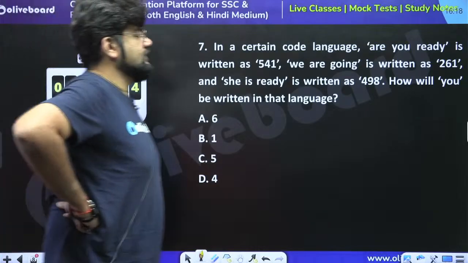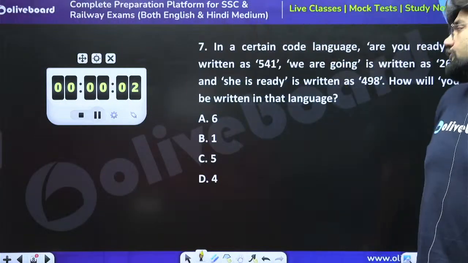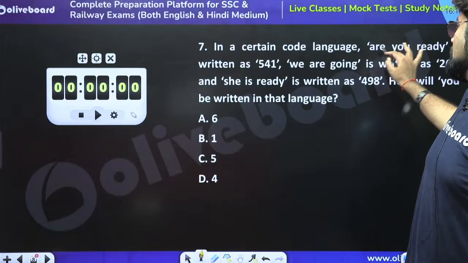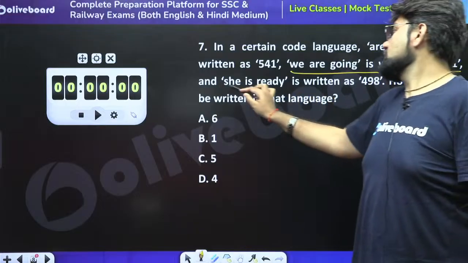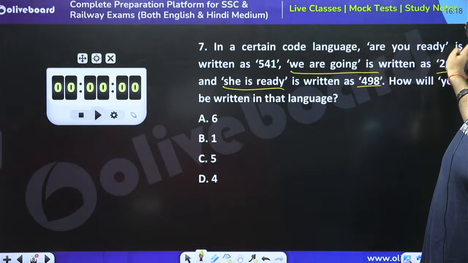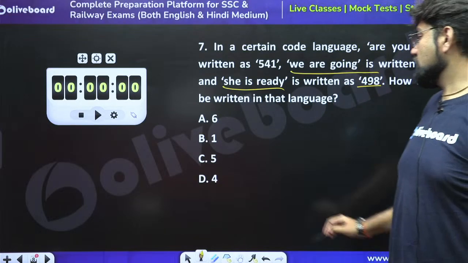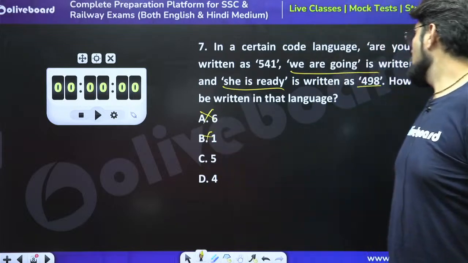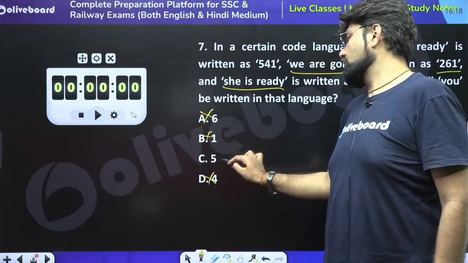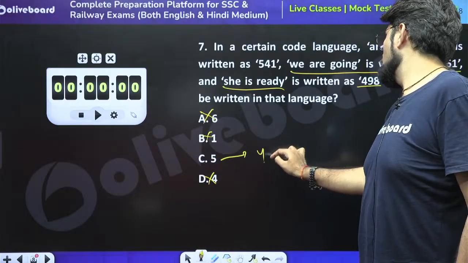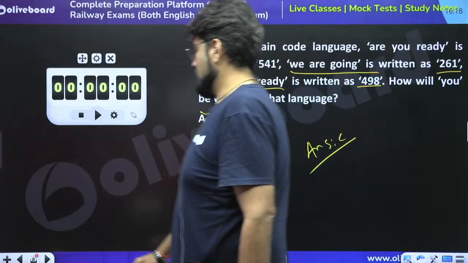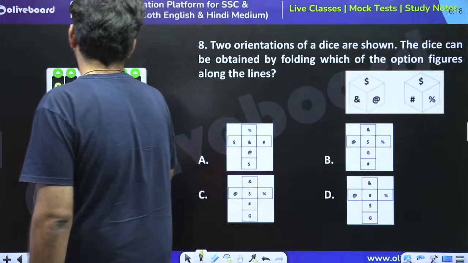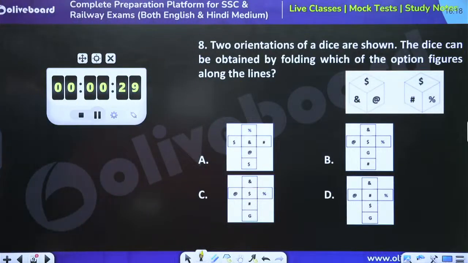So in these cases, what exactly will happen is, it is asking you the code of U. So wherever U is coming, we leave that. Wherever it is not coming, we delete these numbers from the option. So 2, 6, 1. So 6 and 1 are gone. And 4, 9, 8. So 4 will be gone. 5 is left. 5 is the code for U. Cool. Next. Good, good, good.